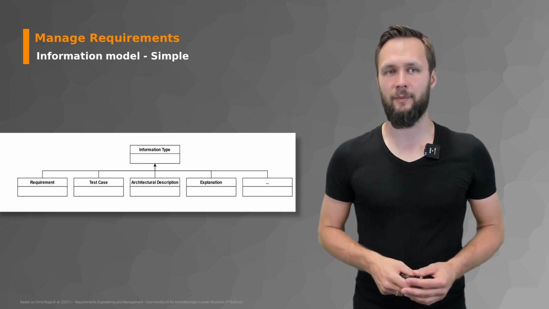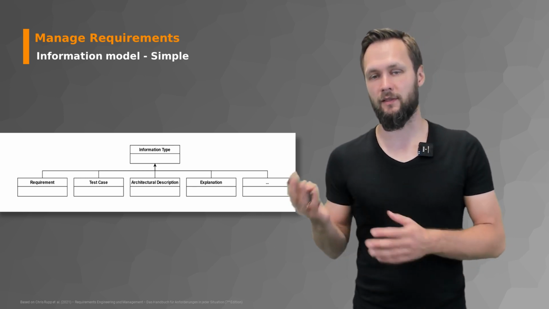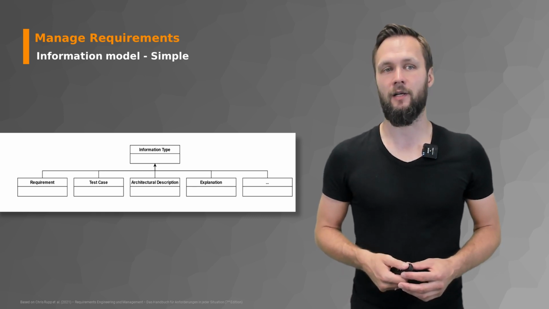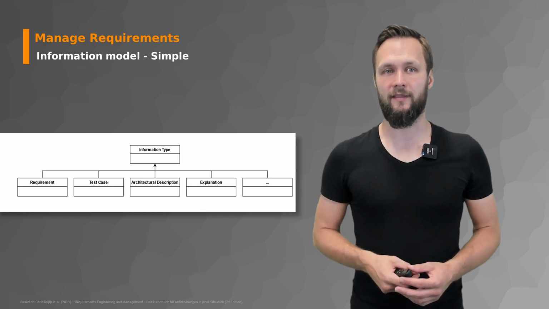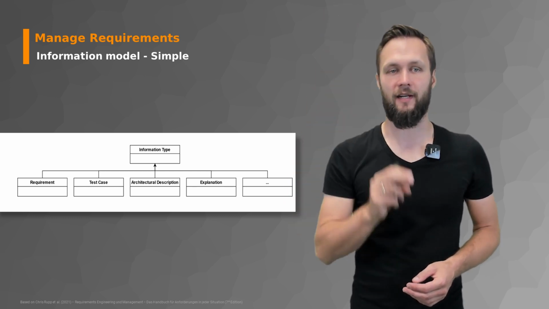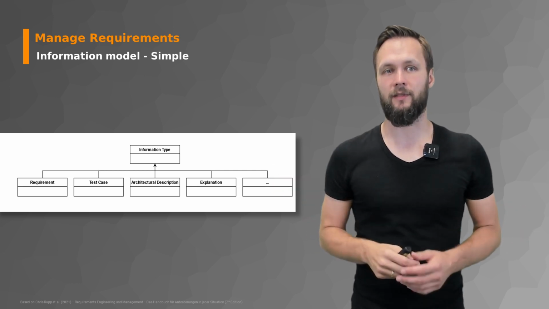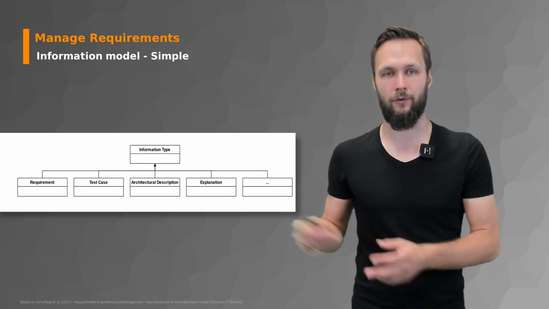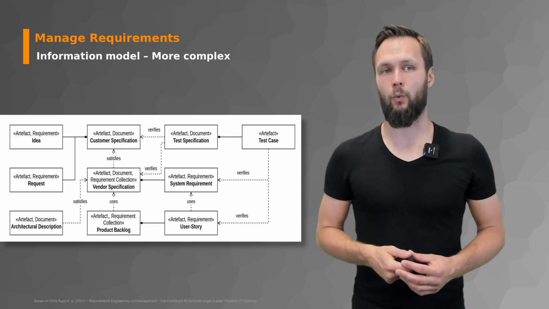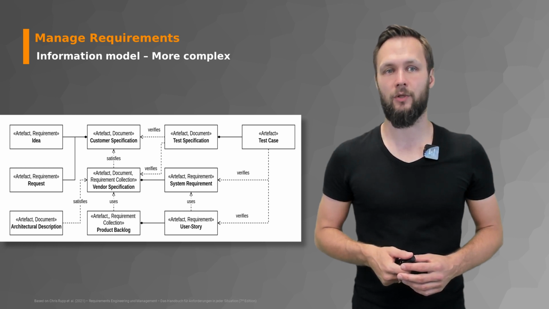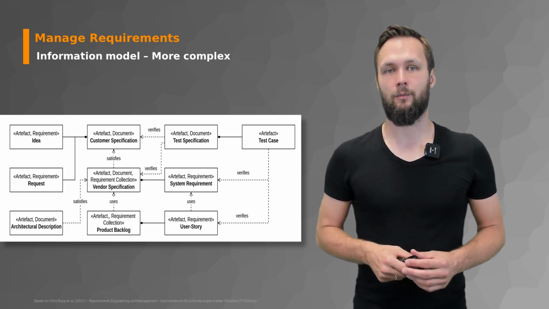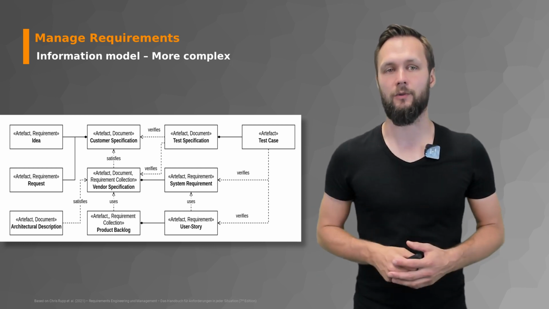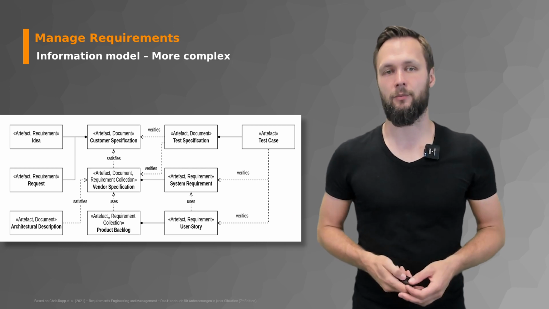There are various types to manage requirements. It also depends once again on what type of project you have, but also mostly on the complexity of your project. You could have something like a simple information model where you have an information type and then something like subcategories like requirements, test cases, architectural descriptions, explanations, and further categories. You could also work with more complex information models where you have a more complex structure with subcategories, but also with relations among those. As I said, depends on your project.